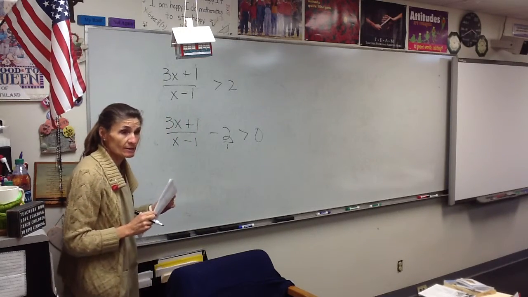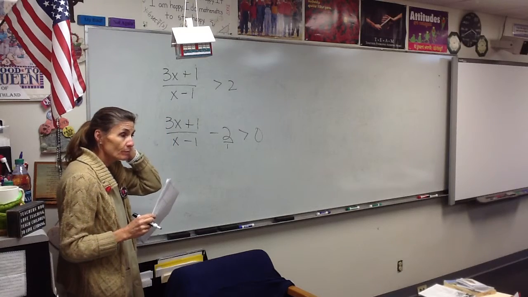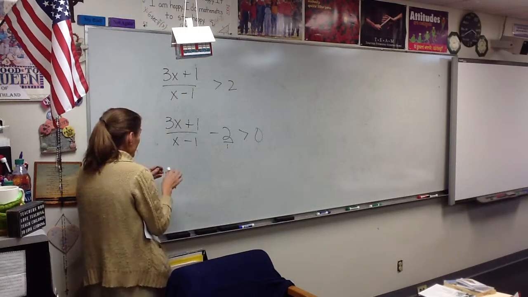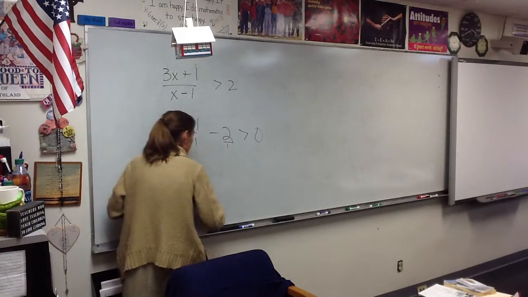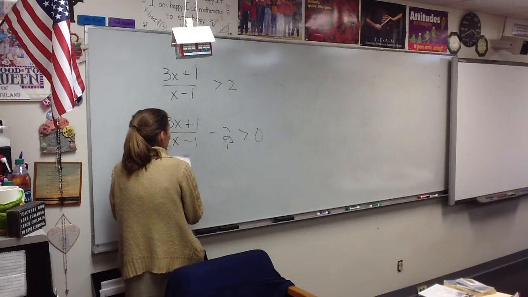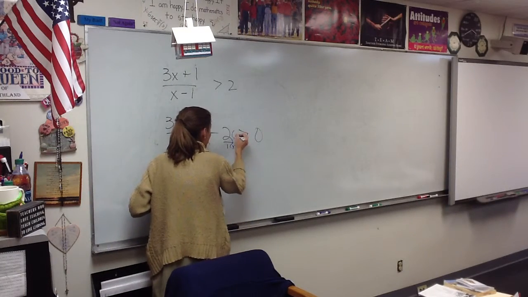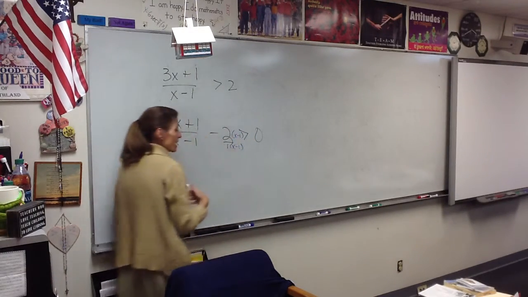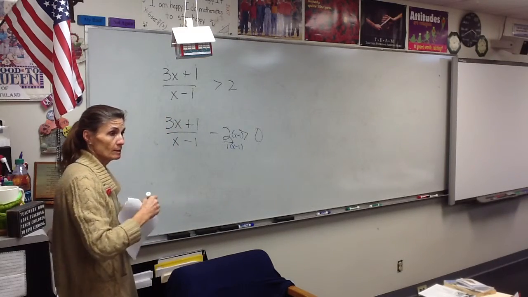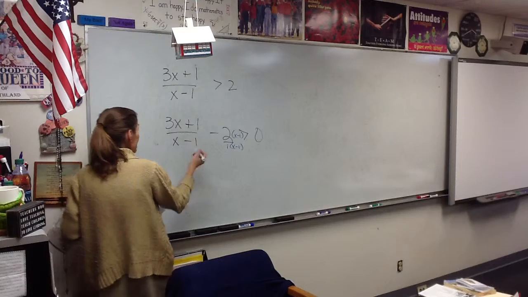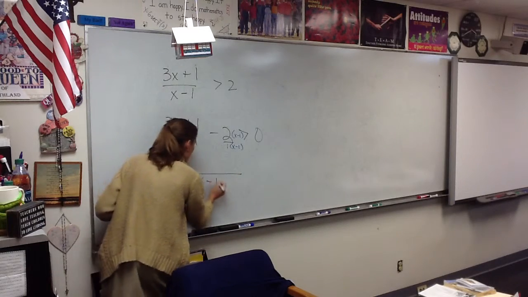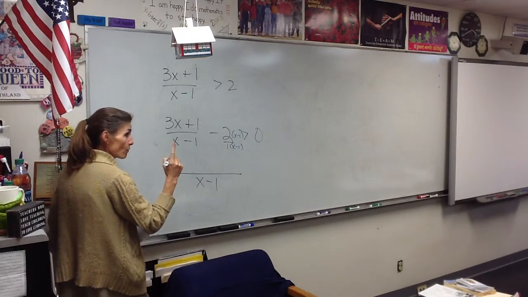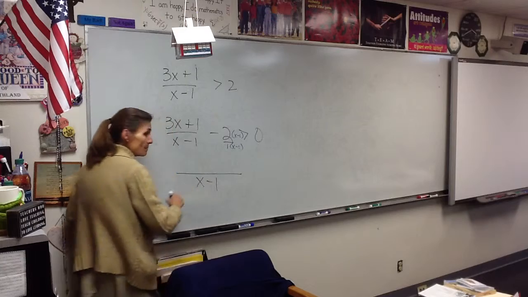So what did we do next? Look up above if you can't remember. We got a common denominator so that we could actually subtract these two things. So our common denominator is x minus 1. So we multiplied the top and the bottom by x minus 1. Now that means we have a common denominator. These two fractions now can be one fraction because they have the same denominator.